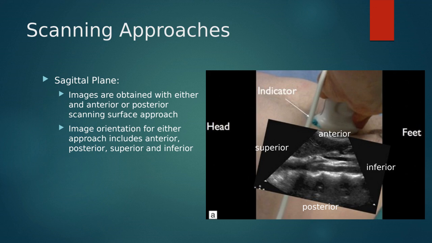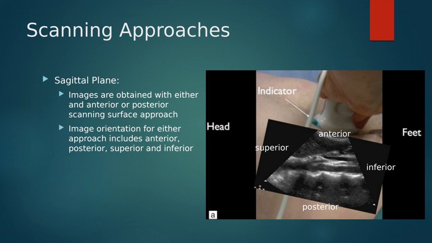Okay, so let's talk about our scan approaches. Now we're going to add everything together here. We're going to take it plane by plane, starting with sagittal. Like we said, we're holding our transducer with the notch pointing up towards the patient's head. When we do that, we're able to sweep right to left, medial to lateral in the patient, to get information from those areas. So our images are going to be obtained with either an anterior or a posterior surface scanning approach, typically from the anterior aspect.